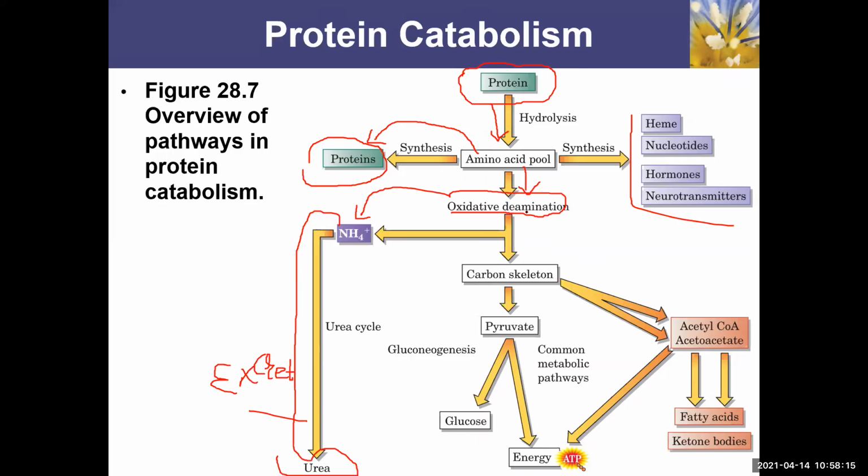But then I will also have a carbon skeleton, right? Remember the structure of the amino acids. You will also have a hydrocarbon sector. You'll also have a carbon skeleton, right? So what will happen to that carbon skeleton? Okay, so that carbon skeleton will be used to produce the intermediate molecules.